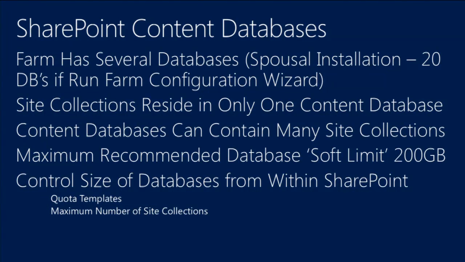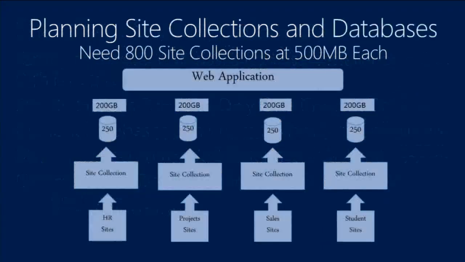So without even bothering the DBAs, we can control the size of our databases by setting a quota template up for every site collection going in our database and setting up a maximum number of site collections for each database. Remember, I think the default is 2,000 as the warning and 5,000 as the maximum number of site collections per database. But we can minimize that. We can make that smaller.